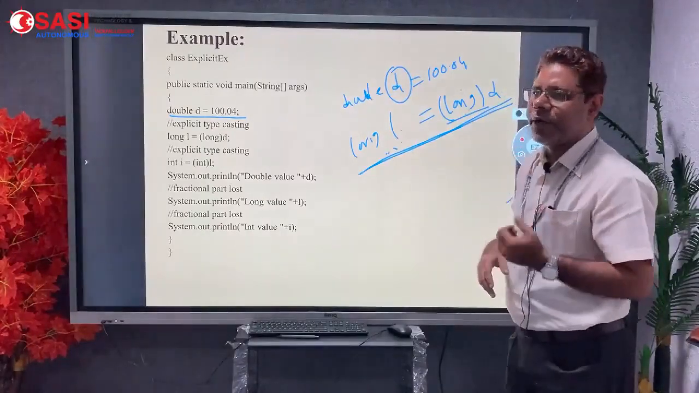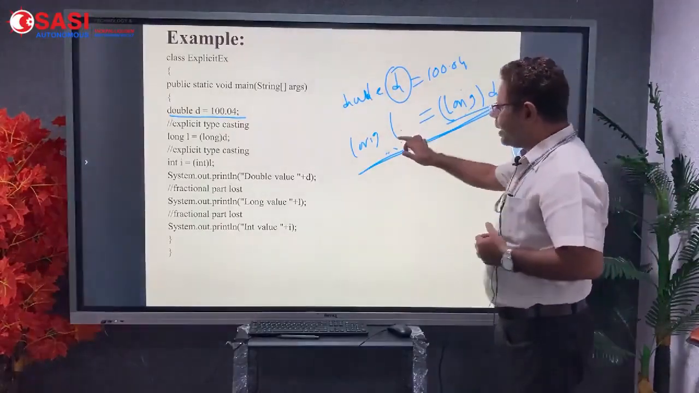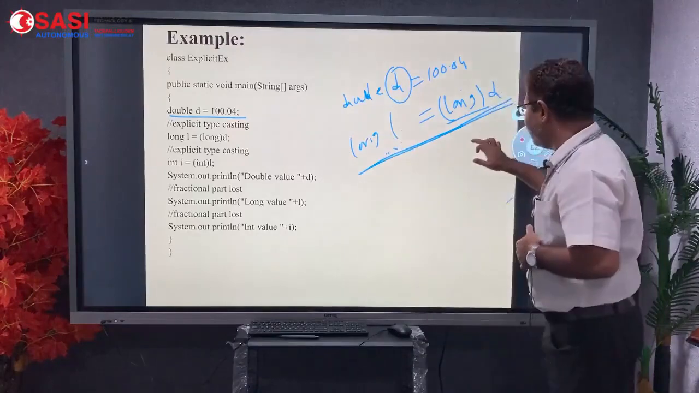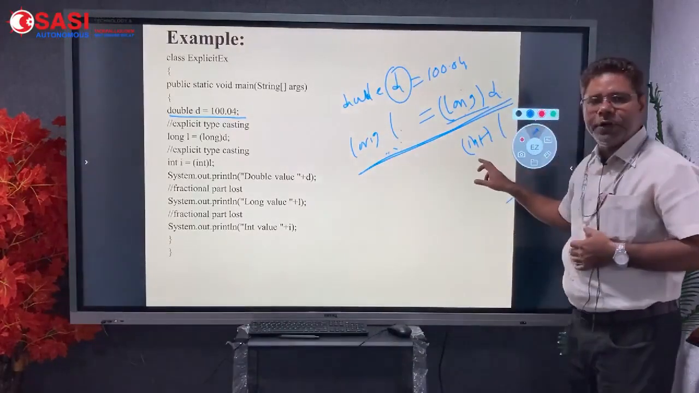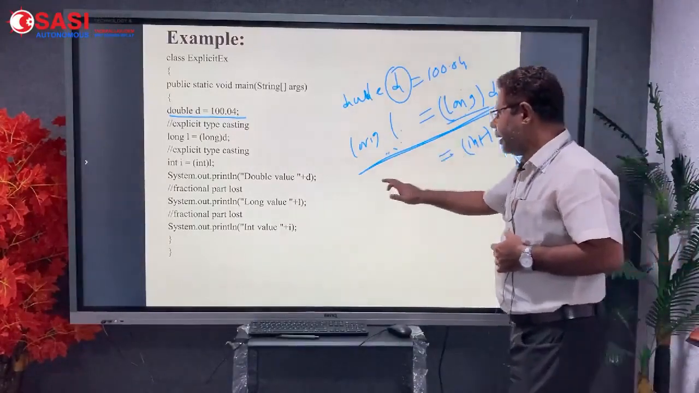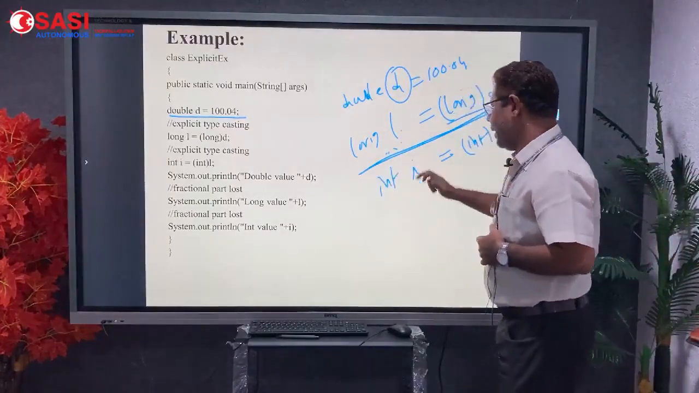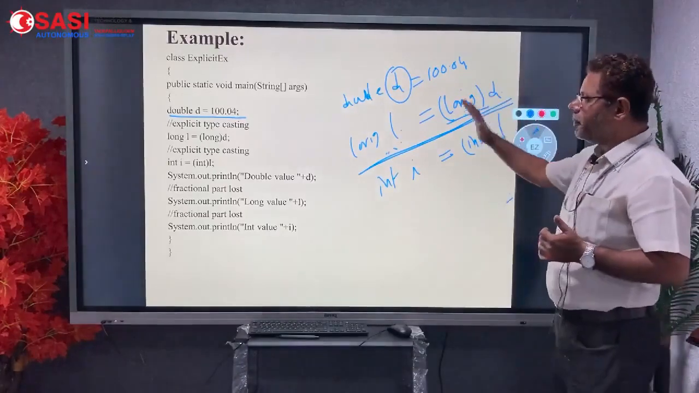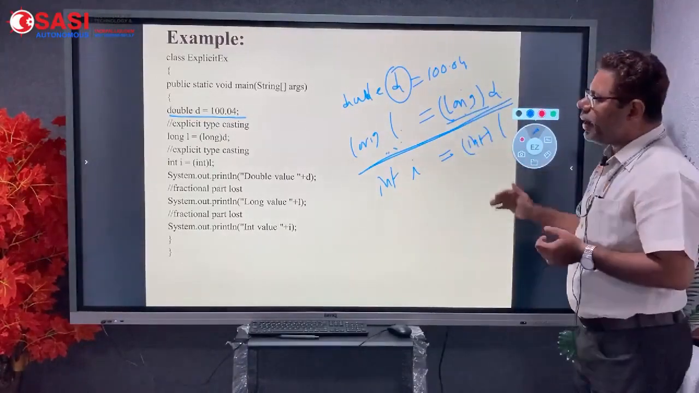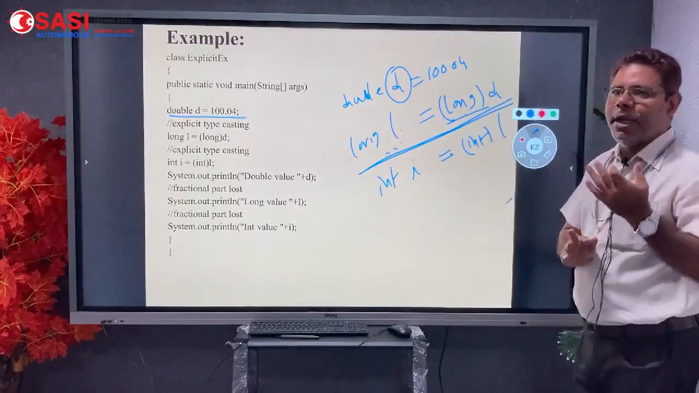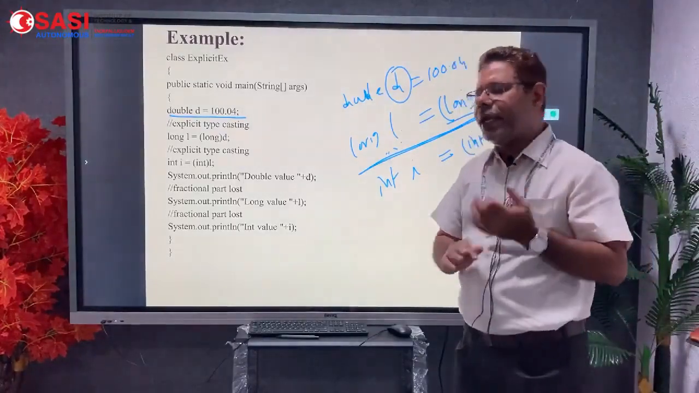So now we can convert it explicitly. For that, the L value is initially converted into the int. So the L value is converted into the int. Now that value is moved to the int i. So in this way, we can perform the explicit casting in Java. The drawback of this explicit casting is that there may be data loss.